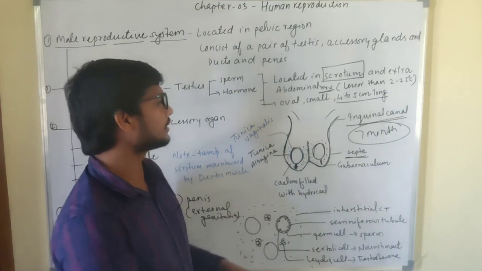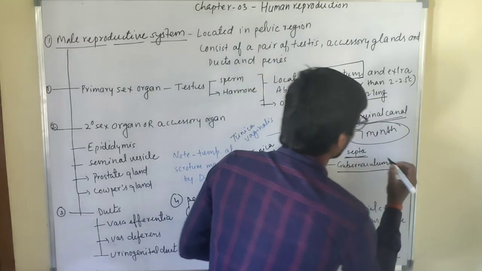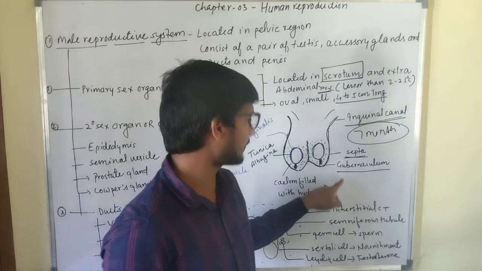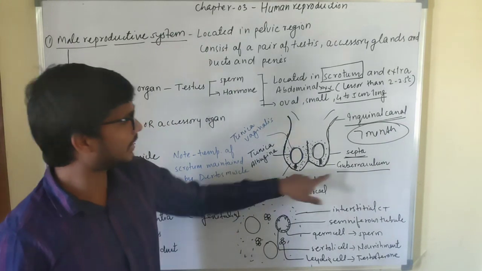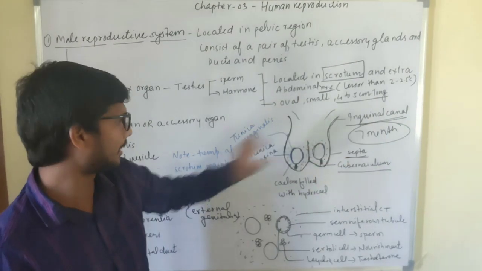So a particular structure that is known as gubernaculum. Gubernaculum is the structure that helps the testis to retain its place. So by means of that gubernaculum, testis just remains at the place.